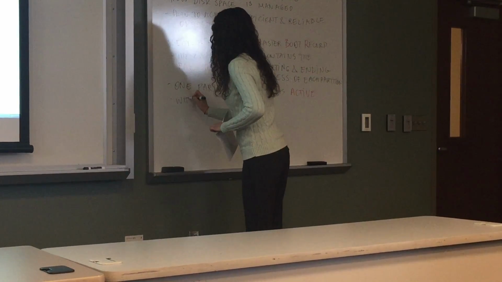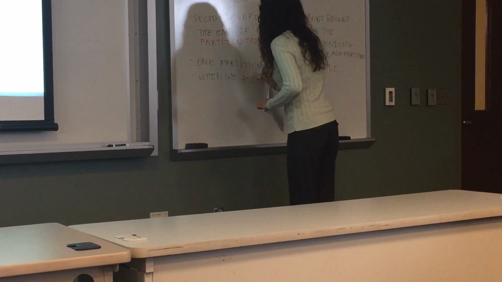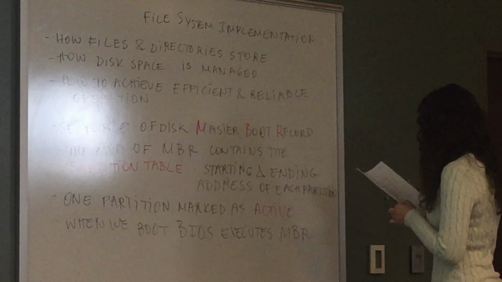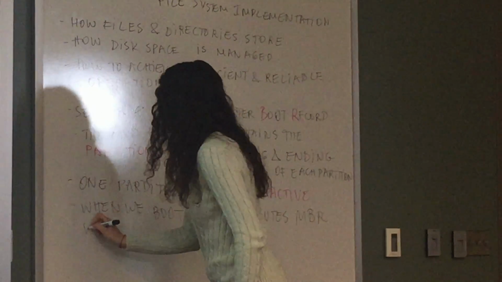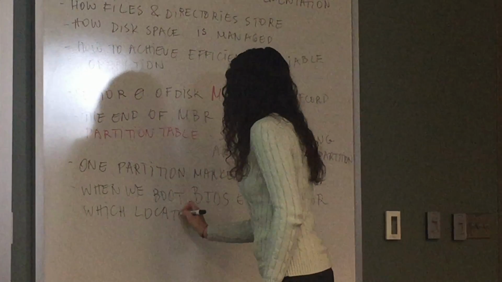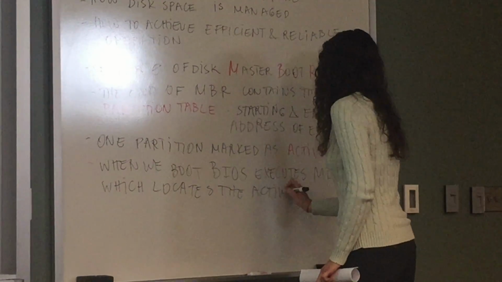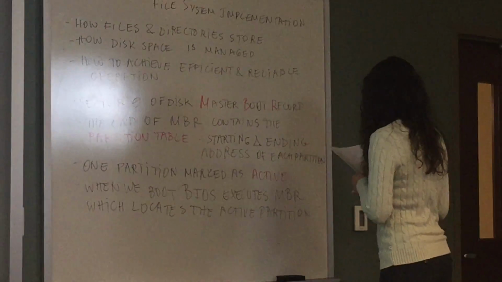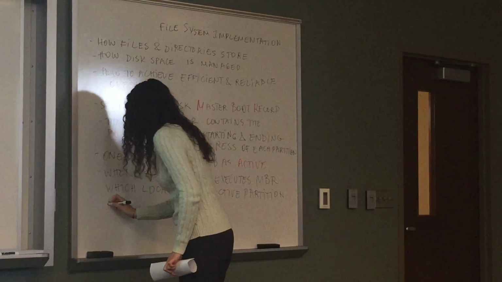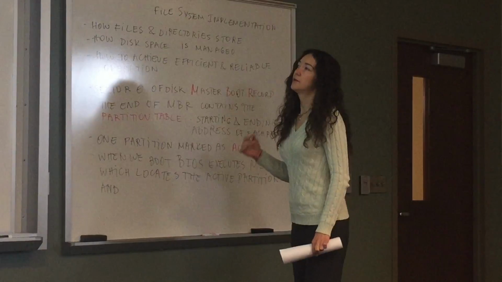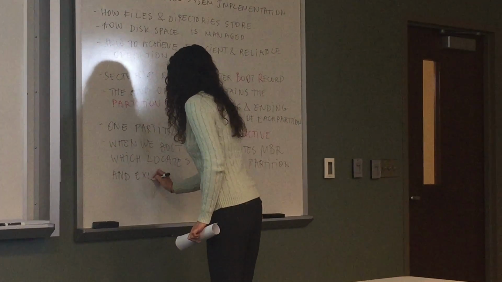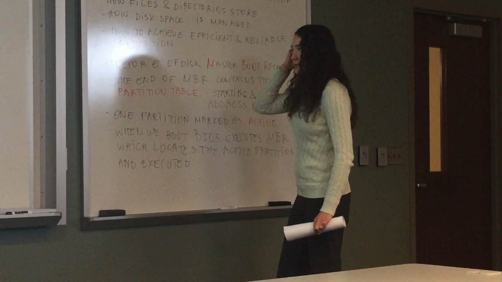When we boot, we have BIOS. The BIOS executes the master boot record. The master boot record locates the active partition. And in the first partition, the first block is called the boot block. And so that's executed, and the operating system is loaded into the active partition.